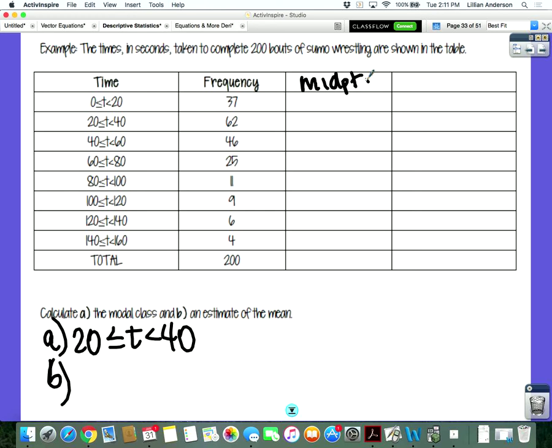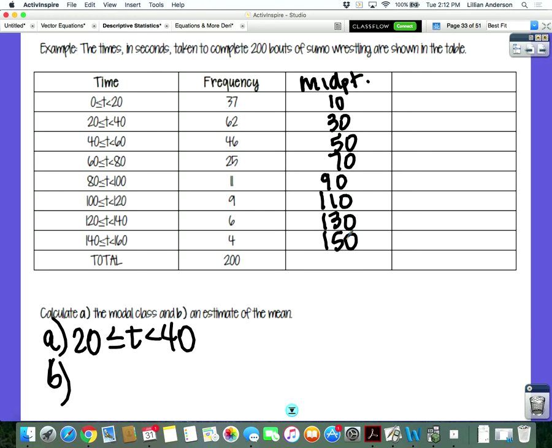What's the midpoint of the first class? 10. If it's ever anything harder than that, you take the top number, add it to the bottom number, and divide by 2. That's how you find the midpoint. What's the next one? 30. And the one after that? 50. And the one after that? 70. Keep going. 90. 110. 130. 150. That's it. There you go. Okay? You have to find the midpoints.